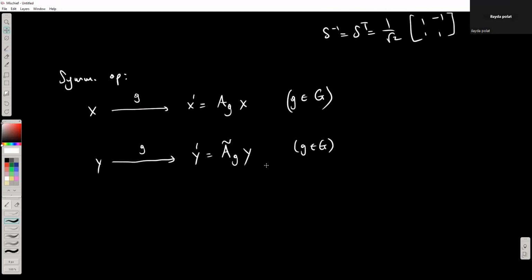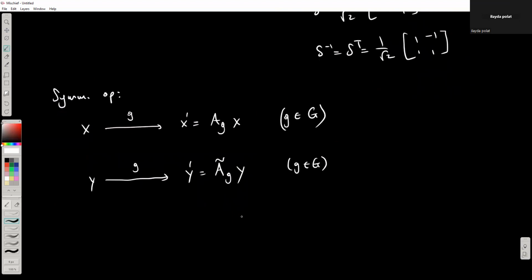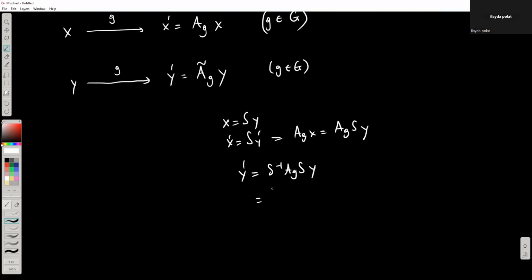How do I do this? Well, I'm just going to use this expression in here. I know that x is equal to S times y. So x prime, the transformed coordinates, is equal to S times the transformed coordinates y prime. I know that x prime is equal to A(g)x, so that's equal to A(g) S y. That means y prime is equal to S inverse A(g) S times y. So that matrix should be the transformation matrix.